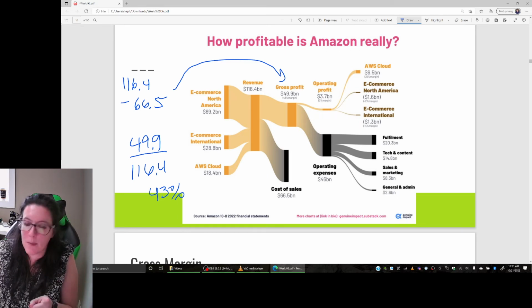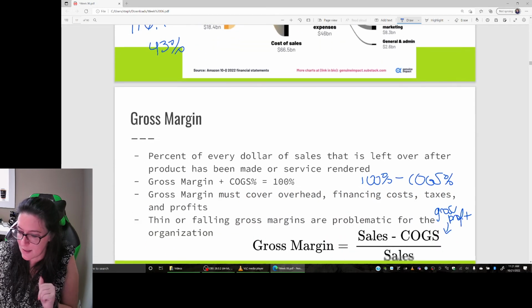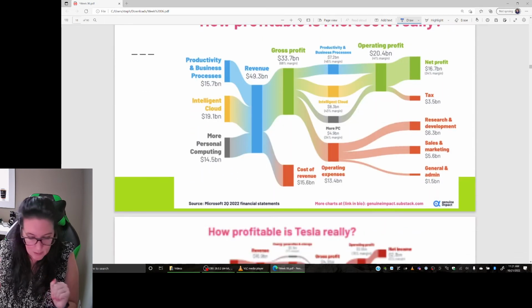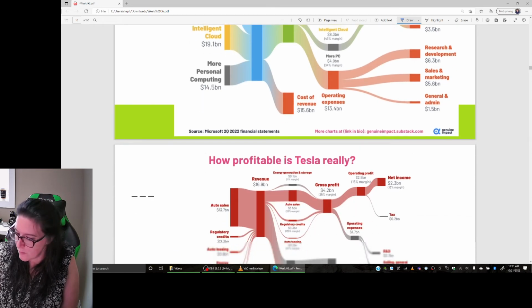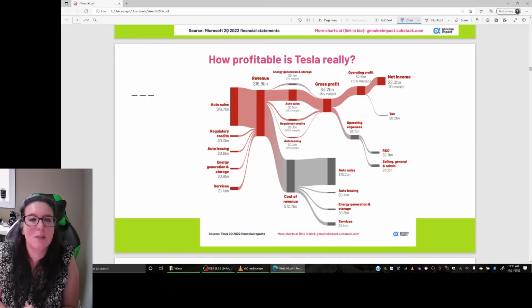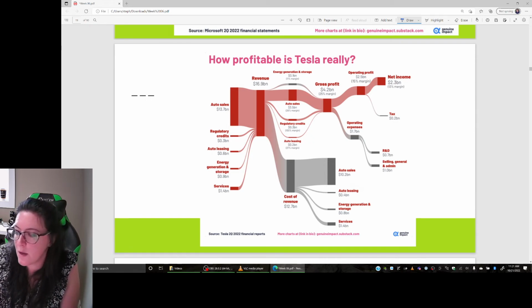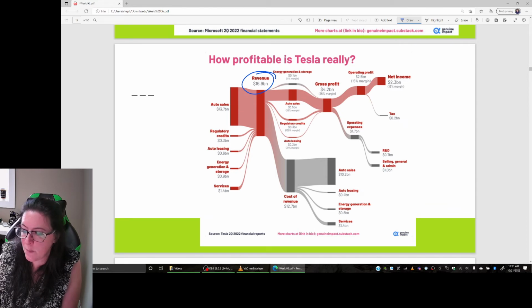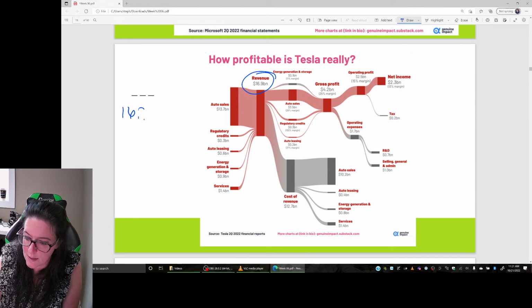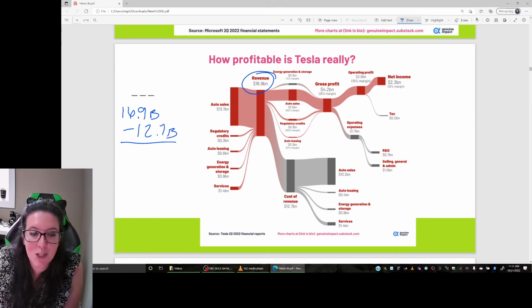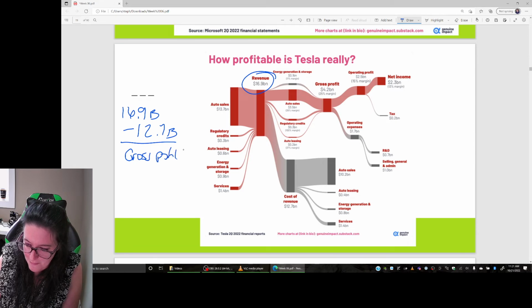All right, let's look at one more. Let's look at Tesla. I got that one somewhere in this queue here. Tesla, here we go. All right, so let's look at Tesla and how it compares to Microsoft and Apple and Amazon. So here we have our revenue of 16.9 billion. We could, of course, take 16.9 billion, subtract our 12.7 billion cost of revenue. Revenue minus the cost of revenue gives you what? That gives you our gross profit.